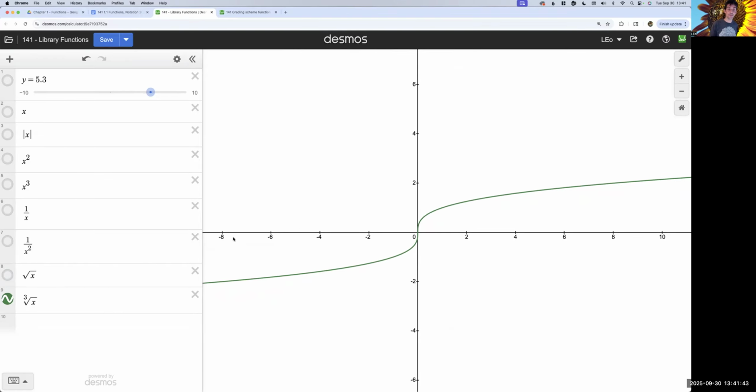And so on this negative side, we can't take the square root of -1, at least with real numbers, but we can take the cube root of -1 because -1 cubed is -1. And so you end up with somewhere around here, -1, -1. Or the cube root of -8 is -2 because -2 cubed is -8.